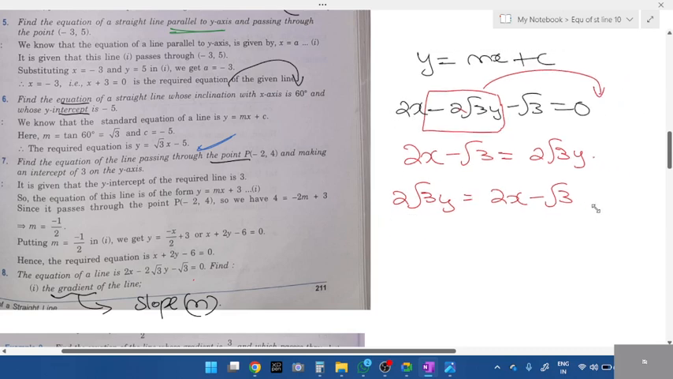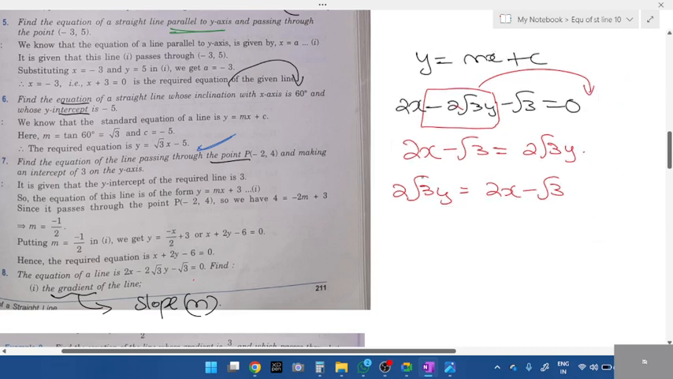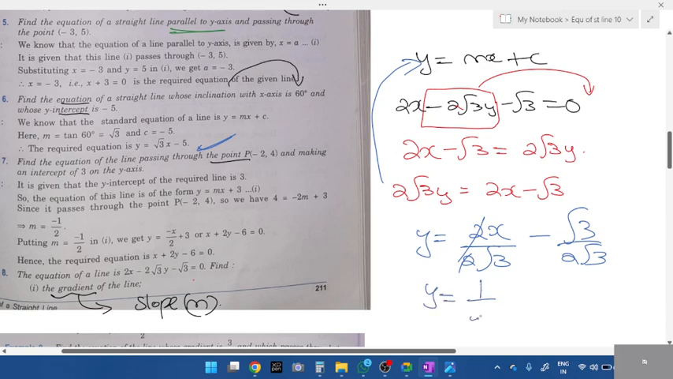Okay, now I don't need y and x to have a value, students. What did I tell you all? y and x should not have a value. Look, compare this. Divide this by 2 root 3: 2x divided by 2 root 3, minus root 3 divided by 2 root 3. 2 and 2 get cancelled. y is equal to what, students? 1 by root 3 x minus, here which one gets cancelled?